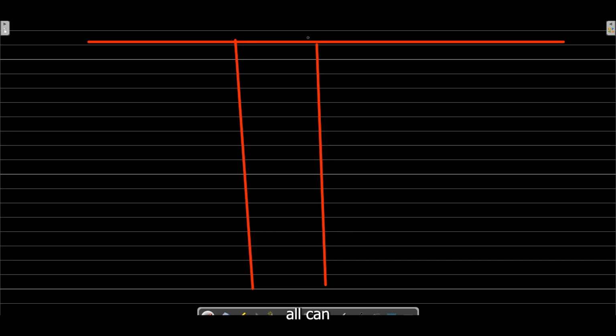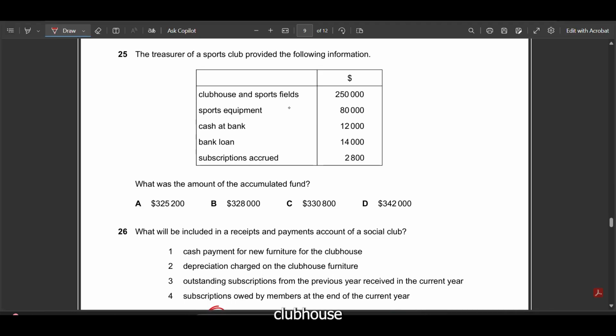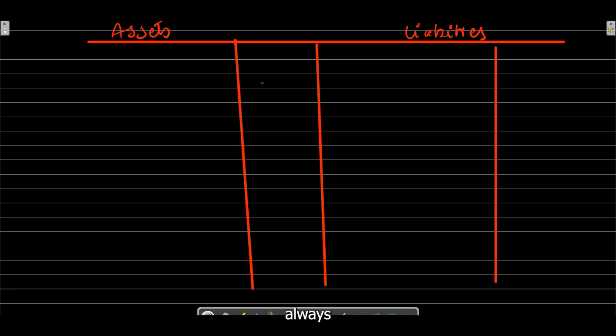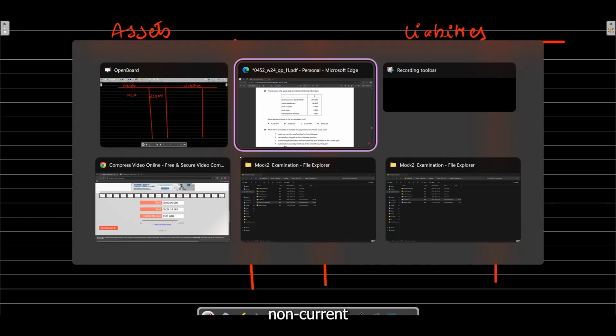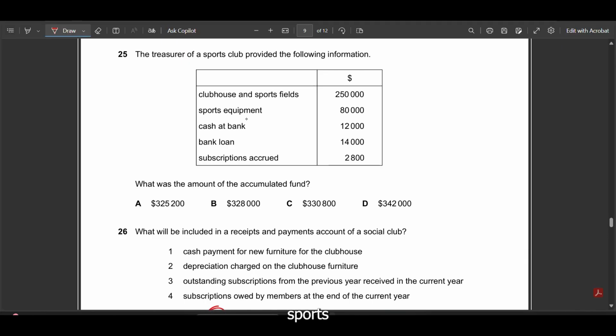So as you all can see, this is my rough balance sheet. The debit side would be my assets and the credit side would be my liabilities. All right. So over here, the first one they are talking about is clubhouse and sports field. This is nothing but a non-current asset. Non-current assets are always recorded on the asset side. So 2,50,000 over here.